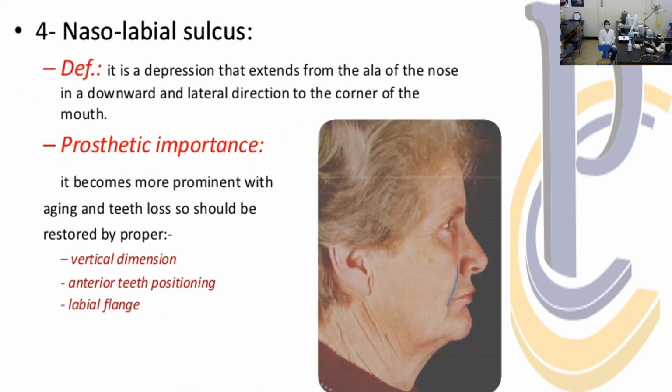Nasolabial sulcus. This is the pressure here. They call it the nasolabial sulcus. When there's support to the lip, it's normal. When there's less support, the sulcus will be very, very deep. There's also vertical dimension. Vertical dimension is the measurement between the chin and the tip of the nose.